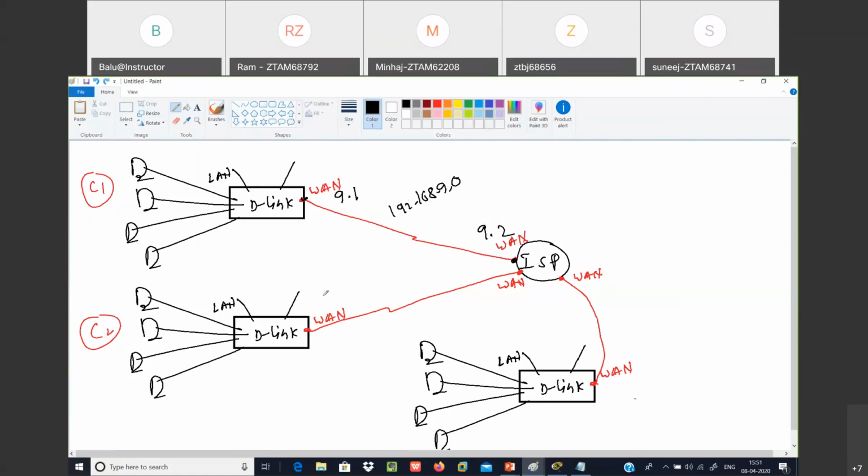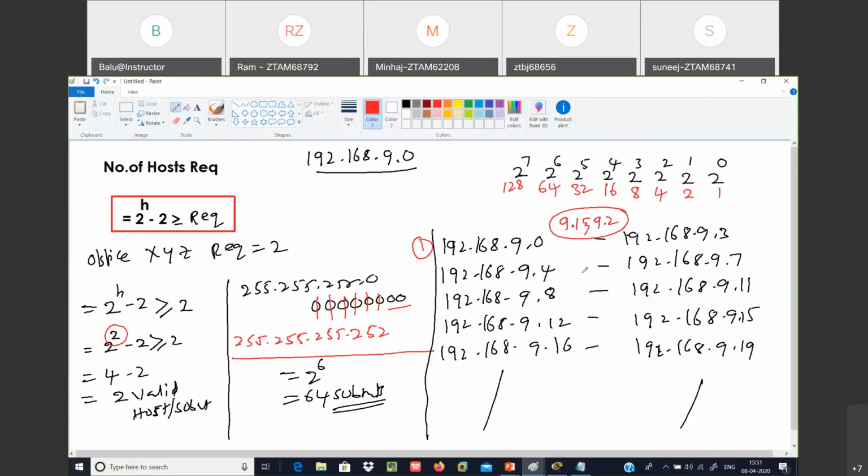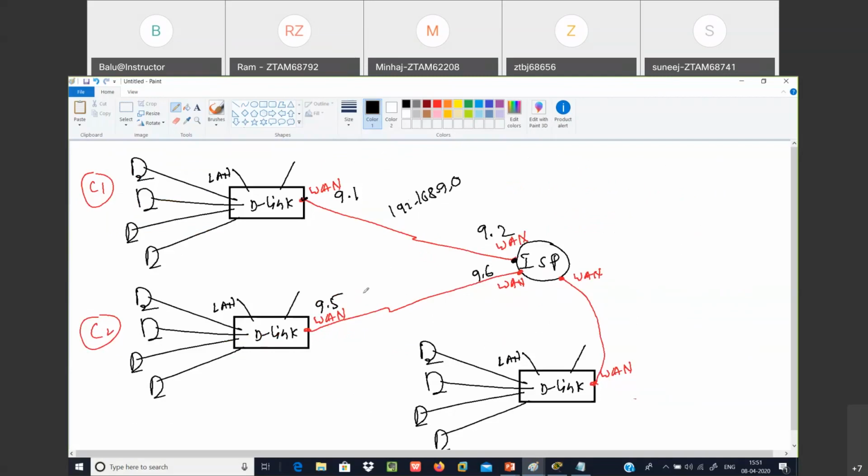For customer 2, can I make use of 9.3? No, 9.3 is what? Broadcast ID. Then 9.4 I can use? No, 9.4 also you cannot use. You know why? Because 9.4 is the network ID. So here 9.5 for the customer, 9.6 for the ISP. 9.5 and 9.6 are used by whom? The ISP and customer. So what is the network ID for customer 2? 192.168.9.4 is the network ID. What about customer 3?